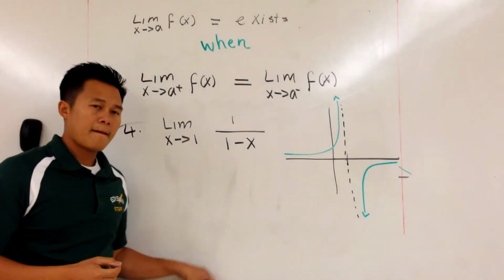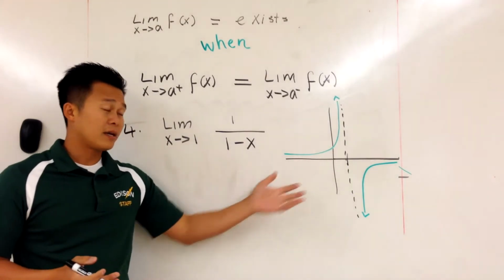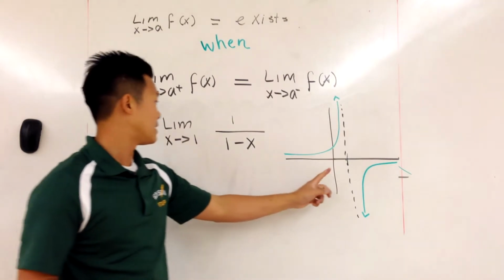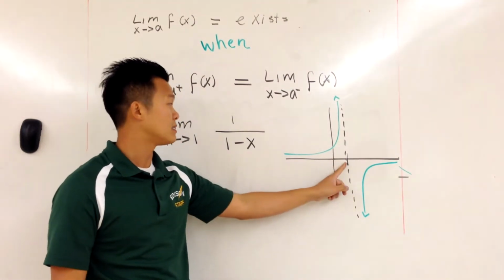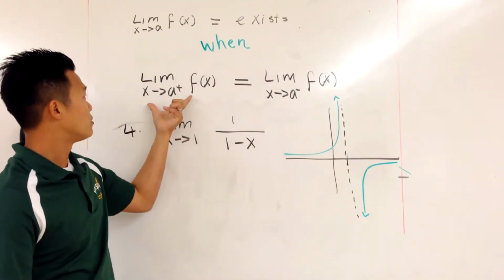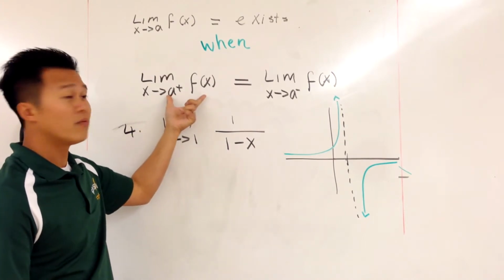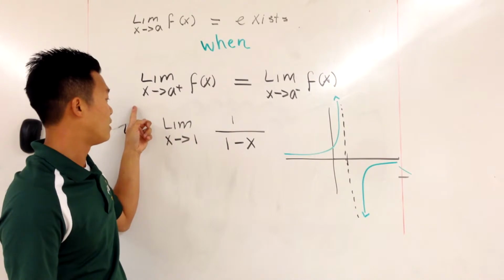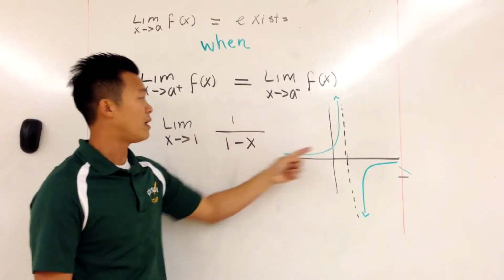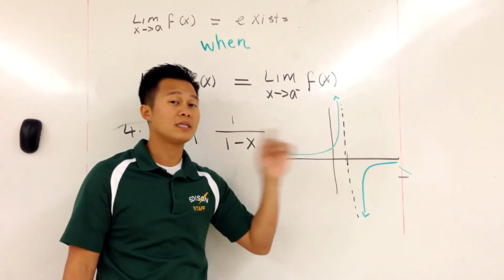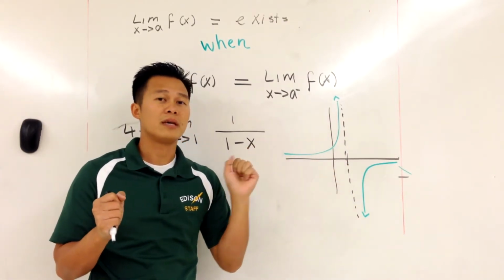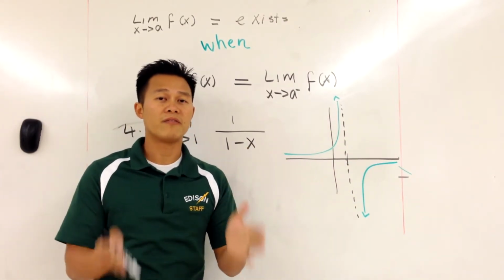So the question is, by looking at it graphically, you can kind of see that the limit of this function at 1 does not exist, because when x approaches 1 from the right, it's negative infinity. When x approaches 1 from the left, it's positive infinity. Therefore, these two limits, the left limit and the right limit, take on different values, and therefore we say that the limit of the function does not exist.